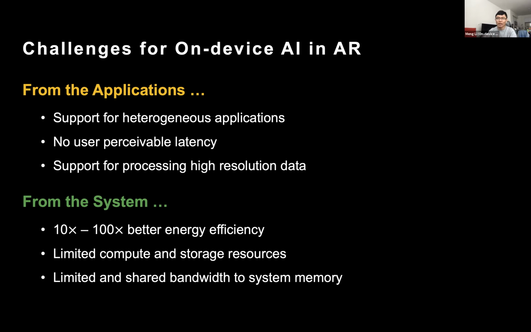So to understand how we can deal with these challenges, in the rest of my presentation, I want to use video understanding as a concrete example to explain our efforts at different levels from application to hardware.